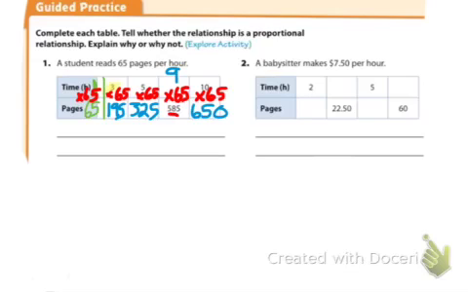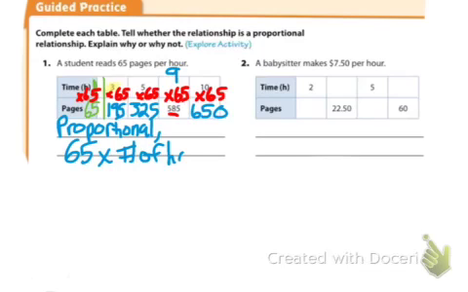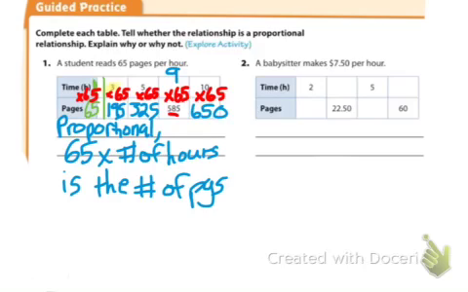It wants us to explain our reasoning. Is it proportional? Yes, it is proportional. Why? Because the number of pages is always 65 times the number of hours. So 65 times the number of hours gives us the number of pages.